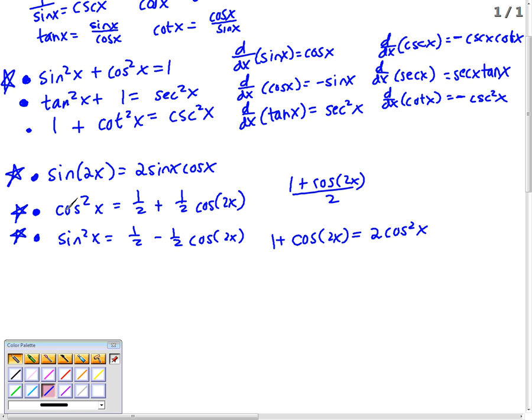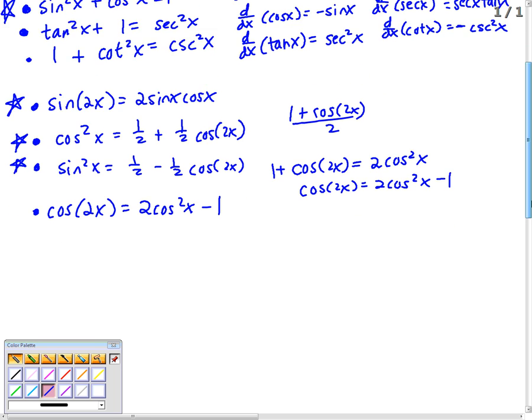Yes? I'm rearranging this to solve for cosine 2x. So I multiply both sides by 2, right? Okay, so if I want to solve for cosine 2x, I can then subtract 1. You'll see that? I don't know that off the top of my head. It just took me a second to figure it out. You get better at these and you can do these in your head, but do y'all see that?